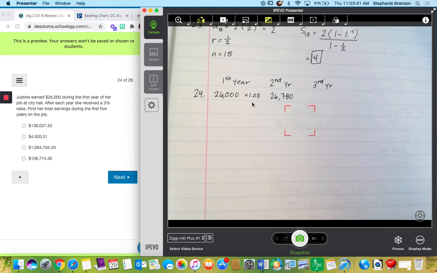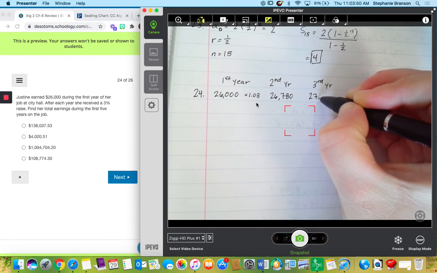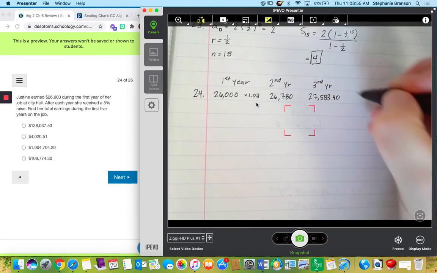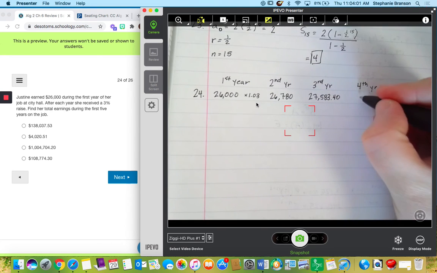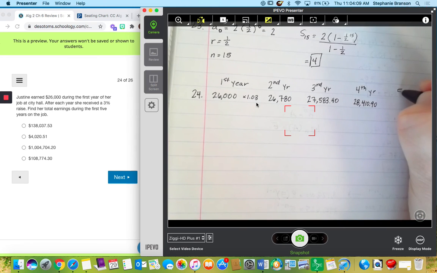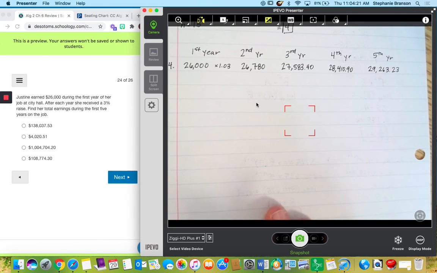Am I going to multiply it by 1.03 again? Yes. So times 1.03. Third year, she made about $27,583.40. Fourth year, she made $28,410.90. And in her fifth year, her final, that we're looking at, she made $29,263.23. They want to know the total earnings during her first 5 years on the job.